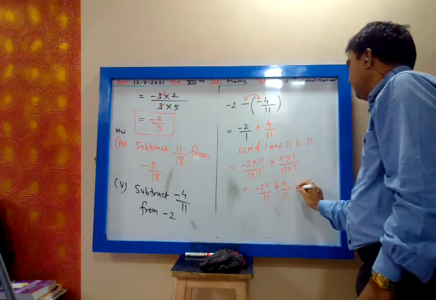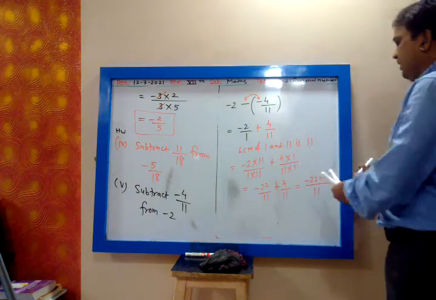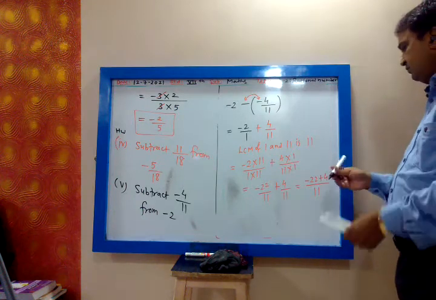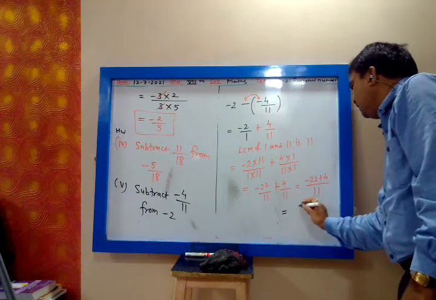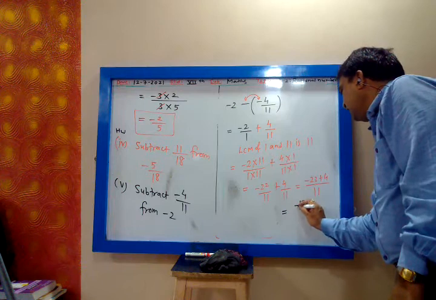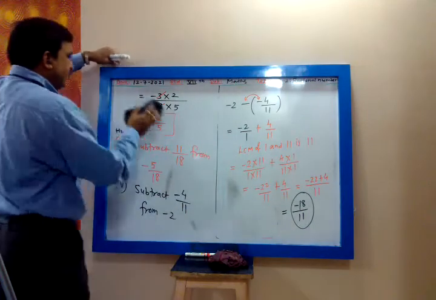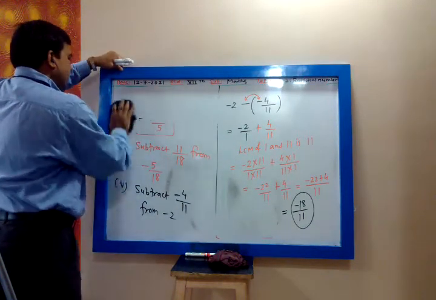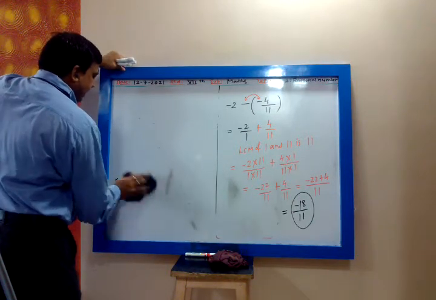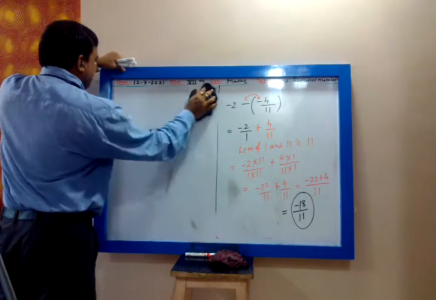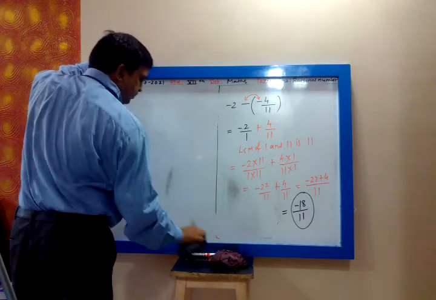Now denominators are equal, so I will take 11, minus 22 plus 4. Whether they have same sign or opposite sign? Minus 22 and plus 4, opposite sign. Subtract. 22 minus 4 is 18. Minus 18 upon 11 is the answer. So subtract means minus. Add means plus. Same sign, add the number, take the common sign. Opposite signs, subtract the smaller number from bigger number and take the sign of bigger number.